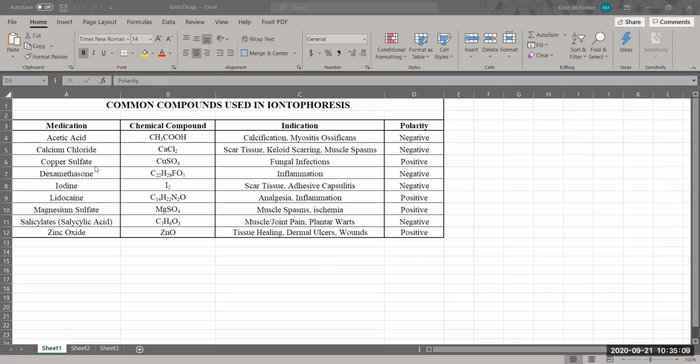Is there any of the medications you're not understanding, or does that help at least understand what side to put it on?